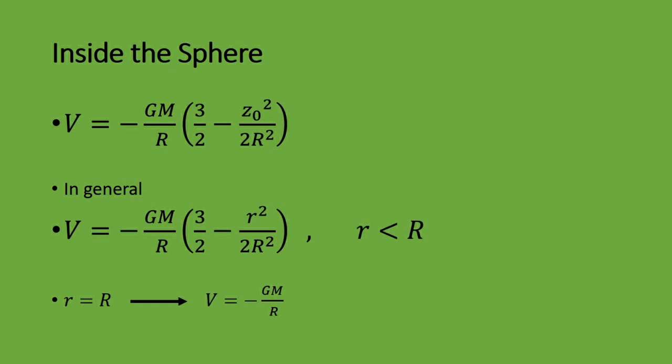Now, because z0 is just an arbitrary point inside, I will just replace it by small r, and in general, I will write the potential as shown in the second line. And remember, this is for inside the sphere. Now you can check what happens at the radius of the sphere. When small r is equal to capital R, you can substitute and prove that the answer will be minus capital G m over R, the radius of the sphere. So that's the gravitational potential at the surface.